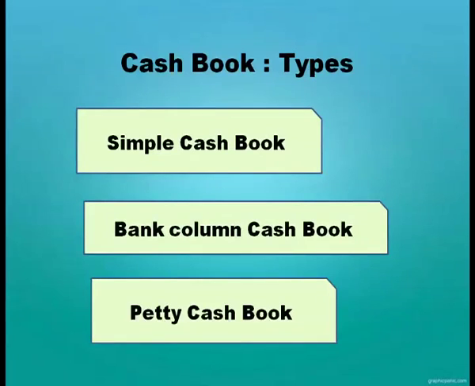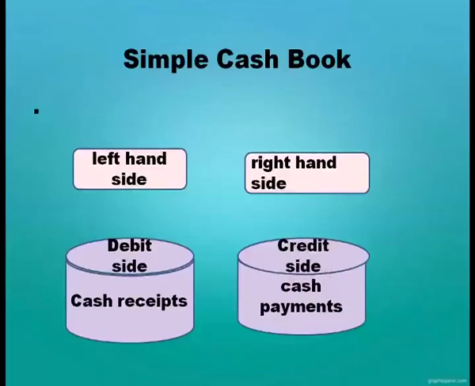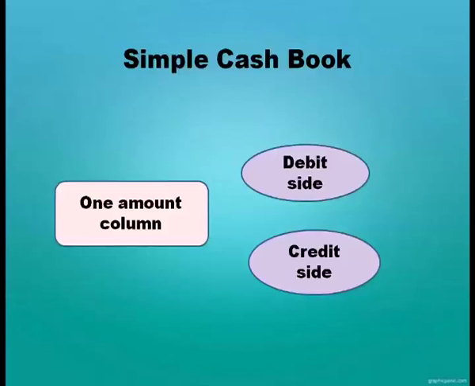There are mainly three types of cash book: simple cash book, bank column cash book and petty cash book. Simple cash book records only cash receipts and cash payments. We have two sides, the debit side and the credit side. The left hand side is the debit side, where cash receipts are recorded. The right hand side is the credit side, where cash payments are recorded. In simple cash book only one amount column will be there on the debit side and another amount column on the credit side.